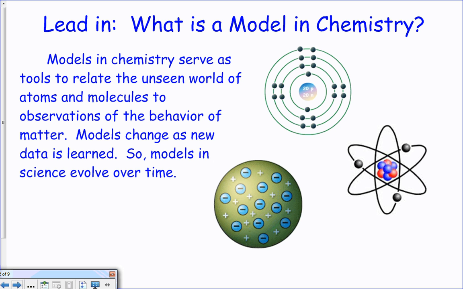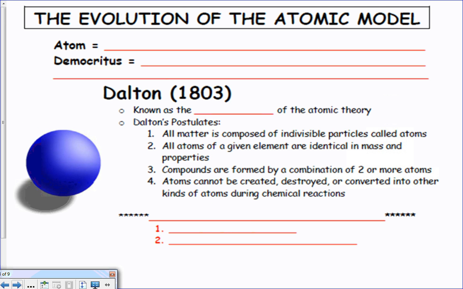So what is a model anyways? A model is a picture of an idea. It's going to give us information. Think of a graph of data. It's like a pictorial version of the same information so we can see what's going on. It helps us understand things a little clearer. So the model of the atom has evolved over time.